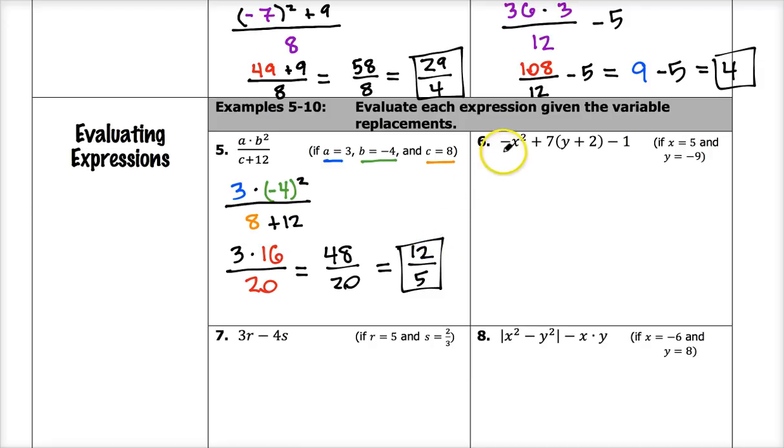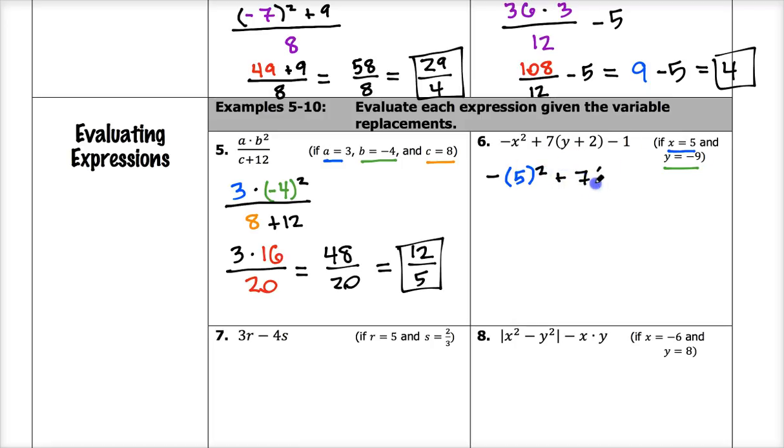Okay, number 6, we have negative x squared plus 7 times the quantity y plus 2 minus 1. And I'm saying that x is positive 5 and y is negative 9. So for this problem, notice the negative on the x squared is in the problem originally. Okay, I'm not telling you to plug in a negative number for x. It's already there, so we're going to keep that. Then we'll do our parentheses around the positive 5, because that's what I'm plugging in for x, is just a positive 5. So it should look like that.